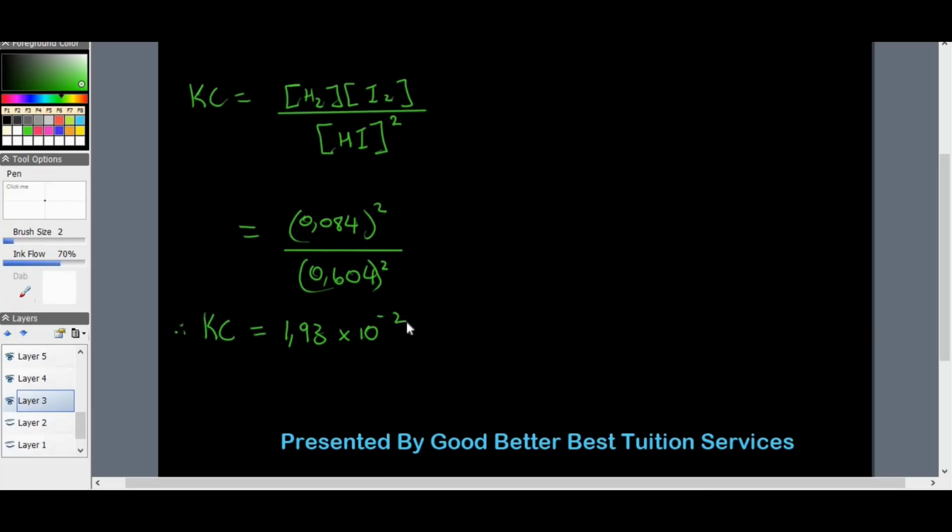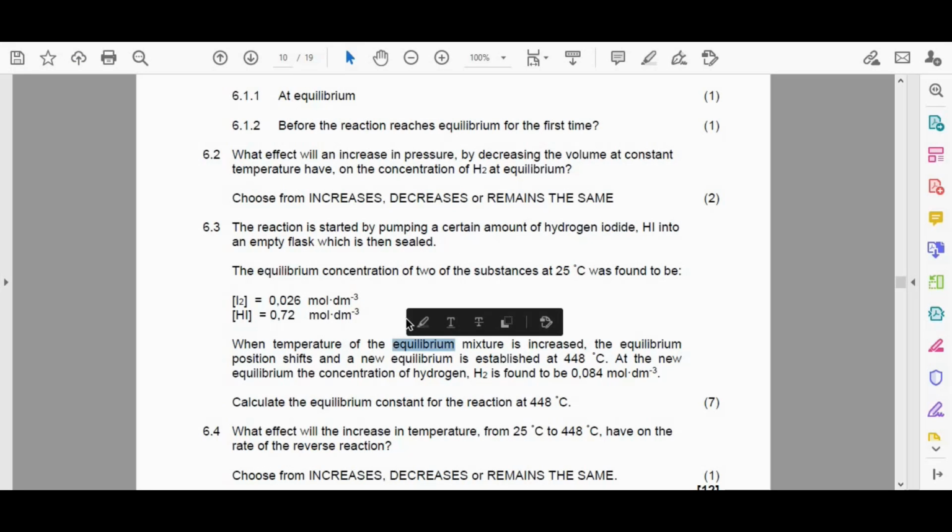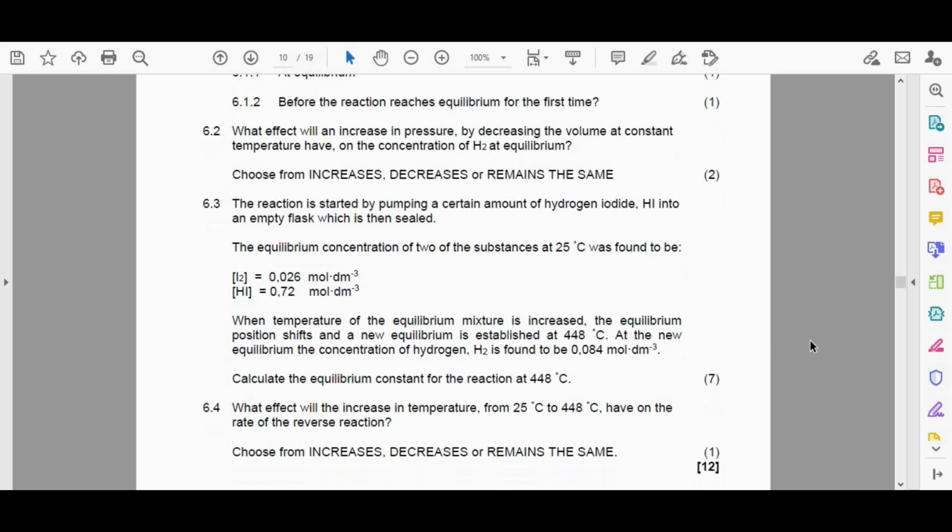And then the final question in 6.4 asked, what effect will the increase in temperature from 25 degrees to 448 degrees Celsius have on the rate of the reverse reaction? Choose from increases, decreases, or remains the same. So now we're increasing the temperature from 25 to 448, and we want to know what effect that would have on the reverse reaction. So not the decomposition, which was the forward, but now the reverse, being the composition of hydrogen iodide.